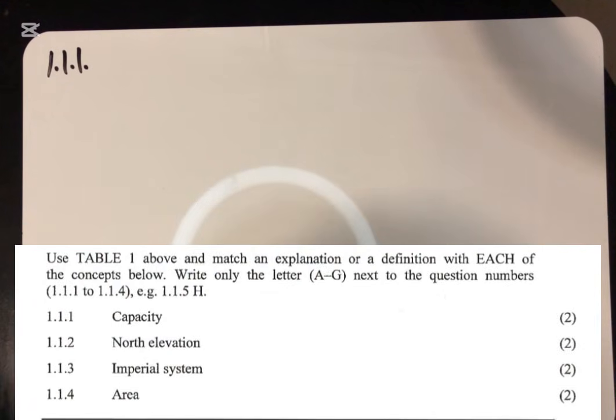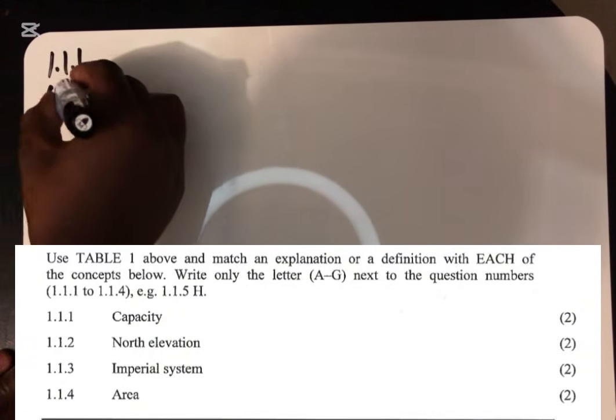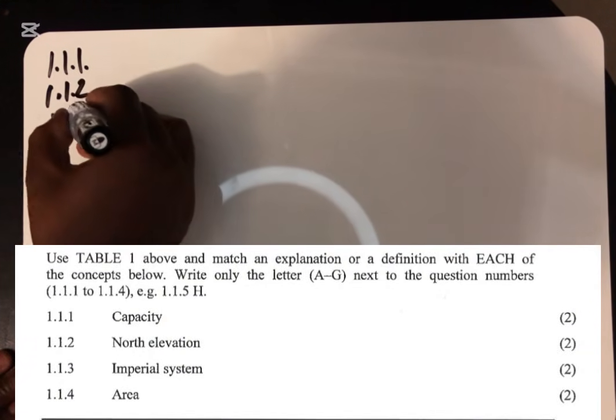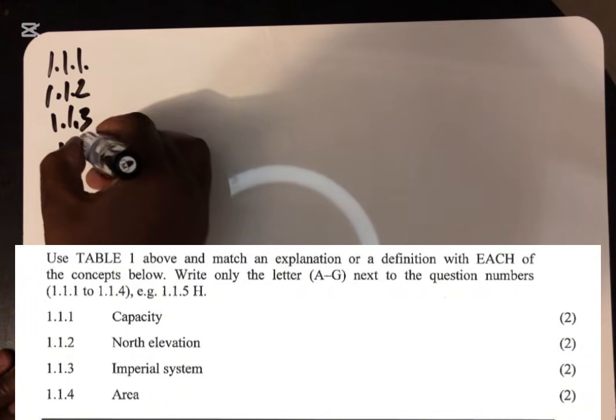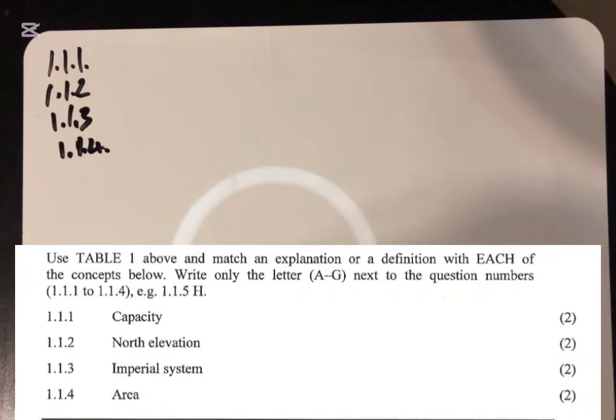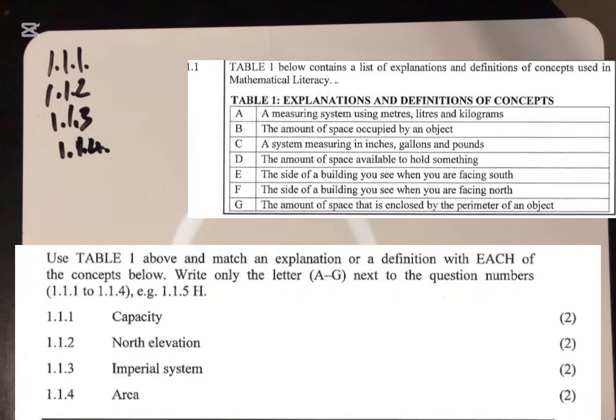Use table 1 above and match an explanation or a definition with each of the concepts below. Write only a letter A to G next to the question numbers. So now we are having 1.1.1 up to 1.1.4. We're going to have 1.1.2, 1.1.3, 1.1.4. The first question says capacity.